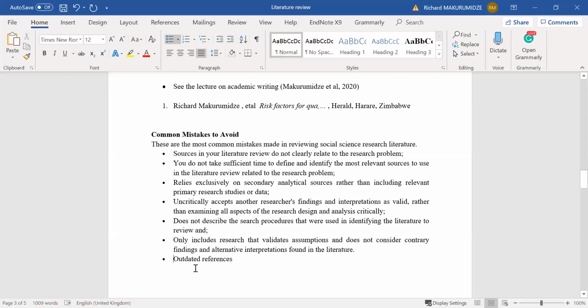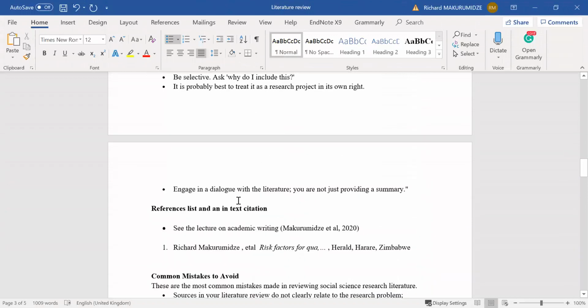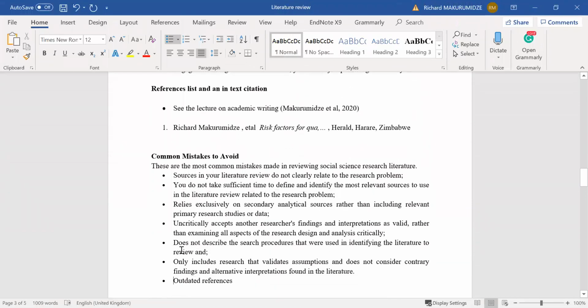This is very important as you write your references. Then another mistake: it does not describe the search procedure that you are using in identifying literature.